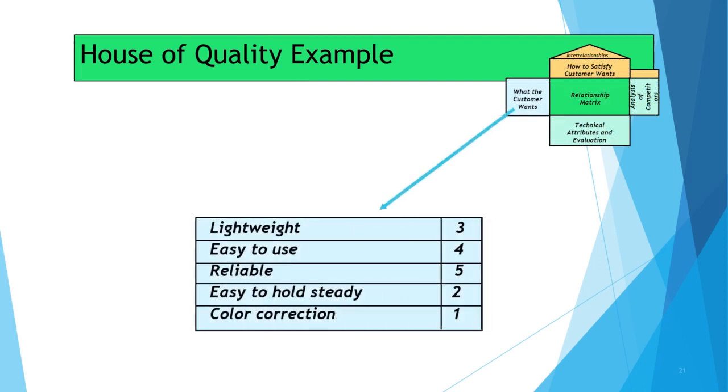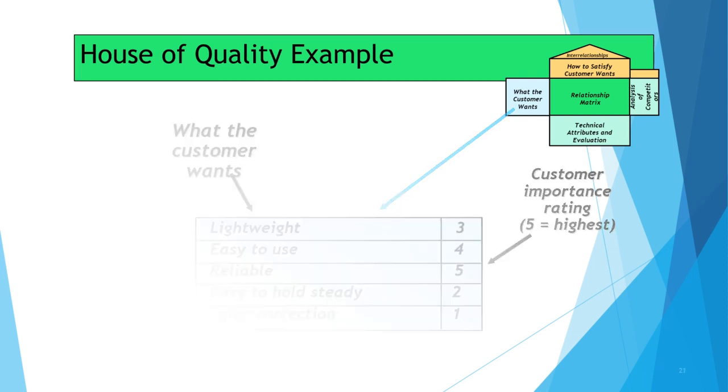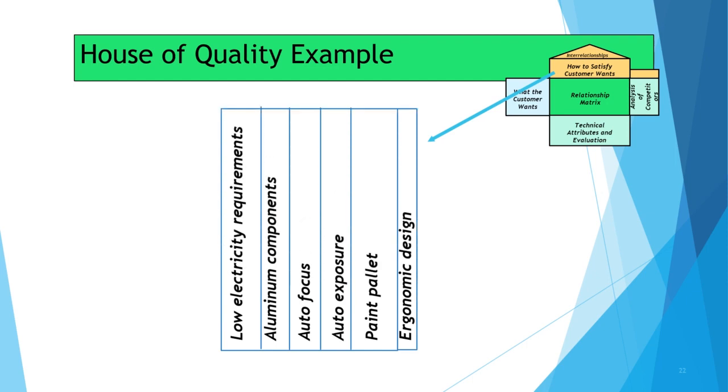First, what the customer wants: maybe lightweight, easy to use, reliable, easy to hold steady, color correction. Automatically we are giving the rating from 1 to 5. For example, lightweight, customer rating is 3, easy to use, customer rating is 4, reliability 5, etc. Then comes the second, to satisfy the customer wants: low electricity requirements, aluminum components, autofocus, auto exposure, paint palette, and ergonomic design.